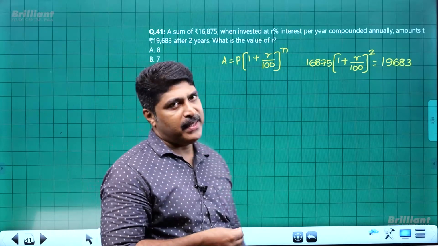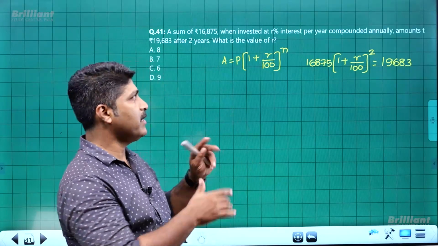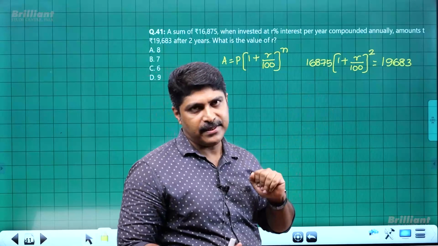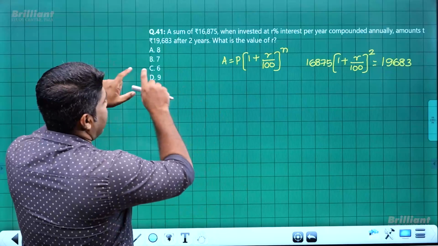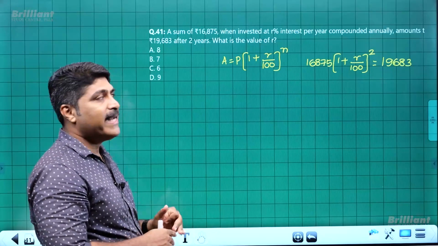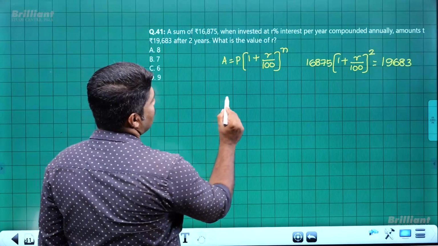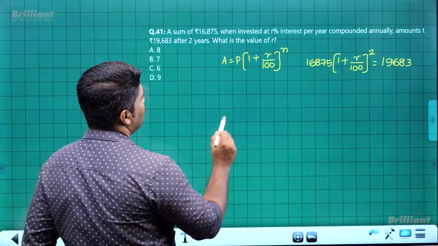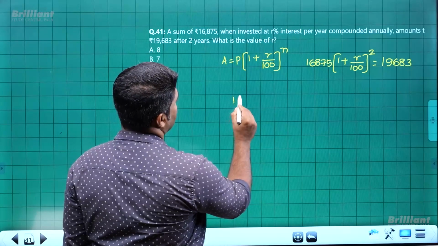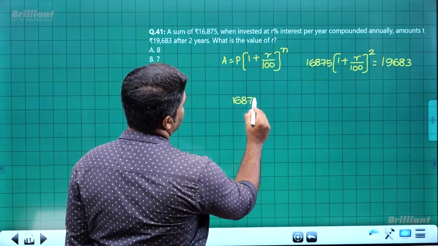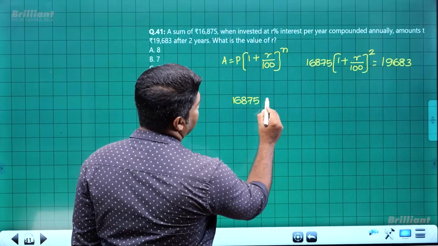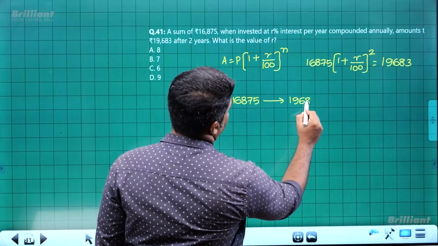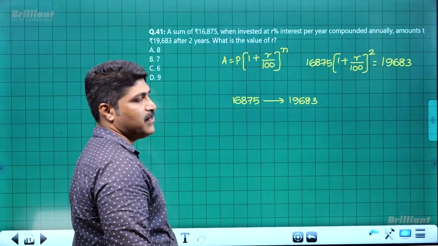I'll teach you another method for finding the answer in such a situation. You can simplify it further, with the same logic, but instead of writing the results like this, whenever you get such compound interest questions, you can directly apply this method. What do you want to do? You just simply write the amounts in a ratio. So this first one, 16,875, to 19,683. This is the first step.